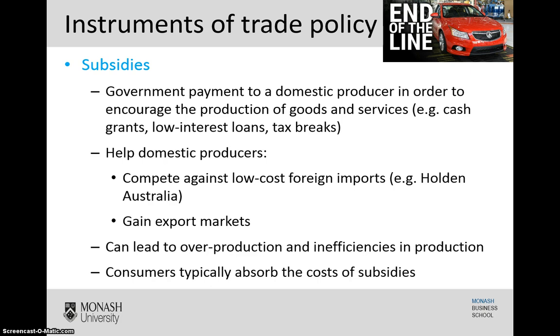Of course, this in turn typically means that we as consumers absorb the costs of subsidies, and this is for a number of reasons. Not only because these firms are not being as efficient as they should be, which typically leads to higher costs and therefore higher prices of their products, but also the subsidies that governments give to the firms have to come from somewhere, and most commonly they are derived from taxes that we as taxpayers contribute to the government, which are then passed on in the form of subsidies. So again, very much pro-producer and anti-consumer.